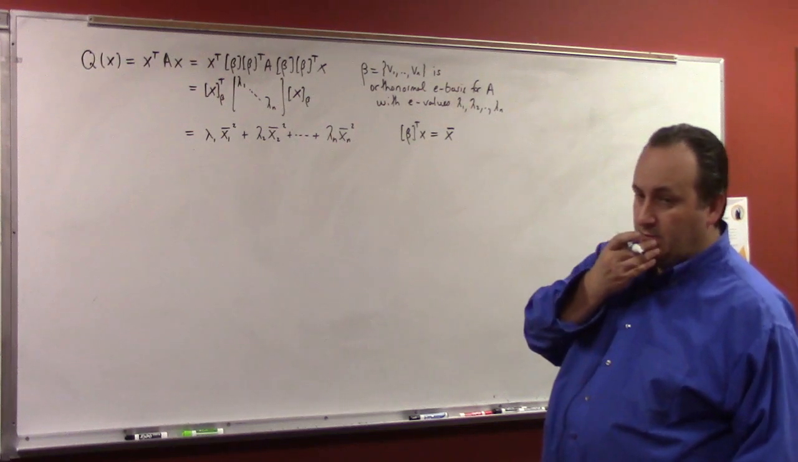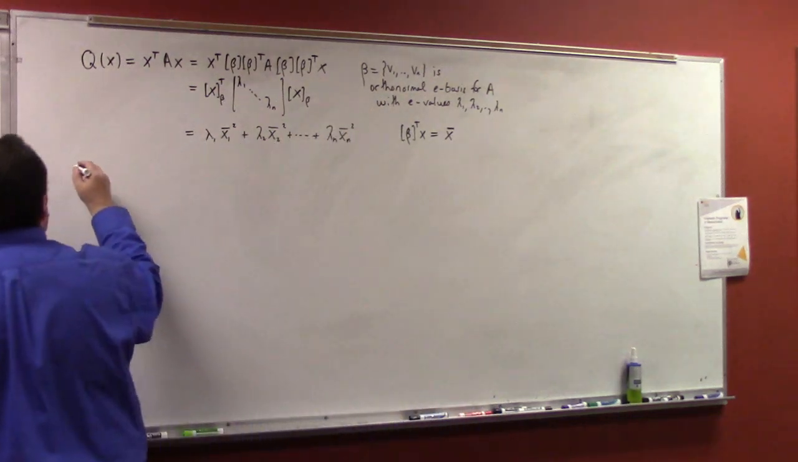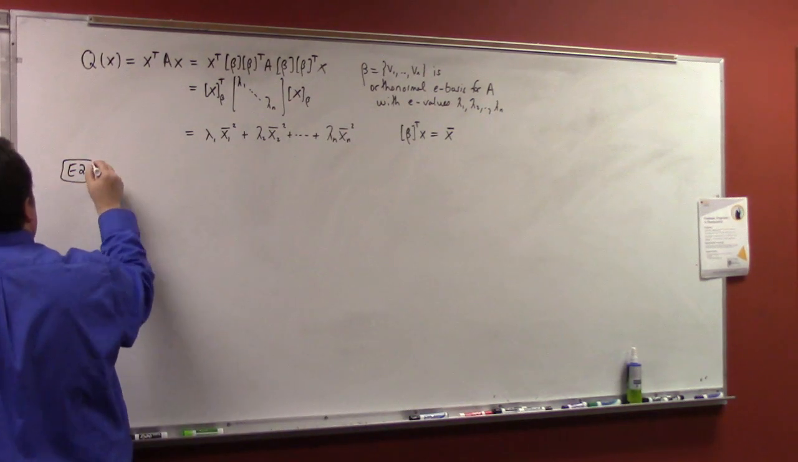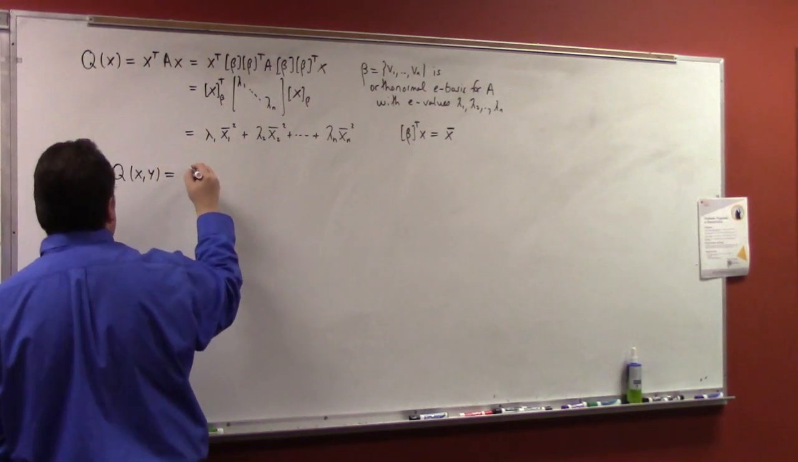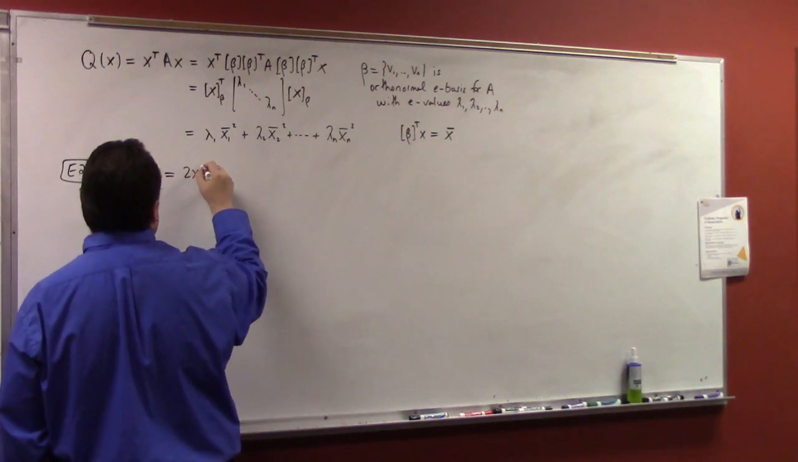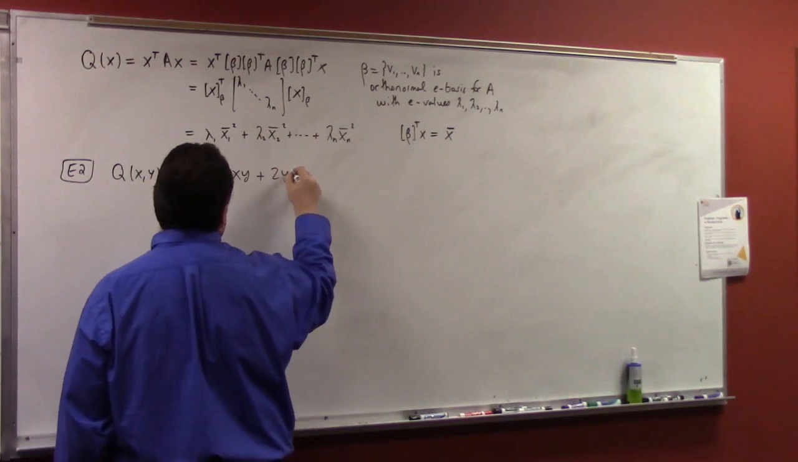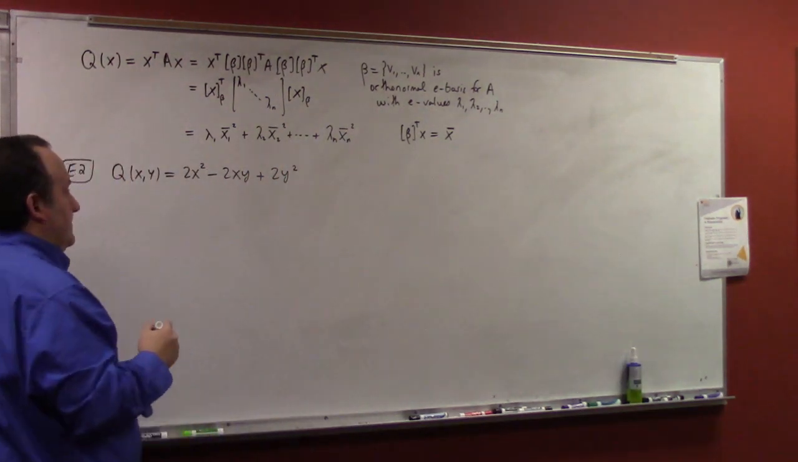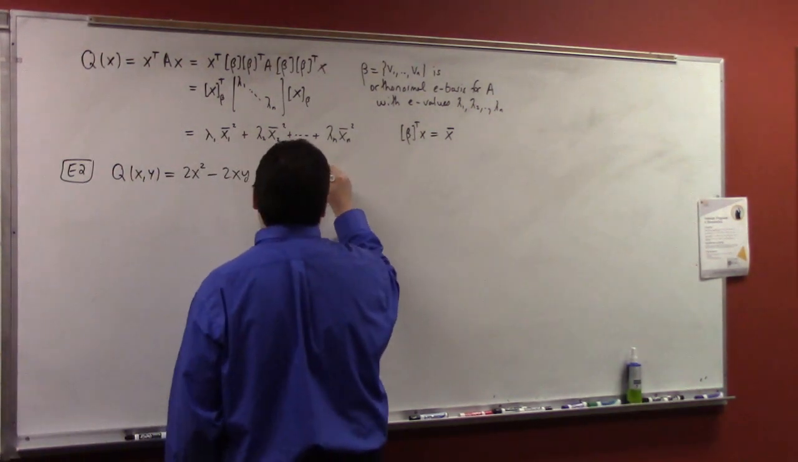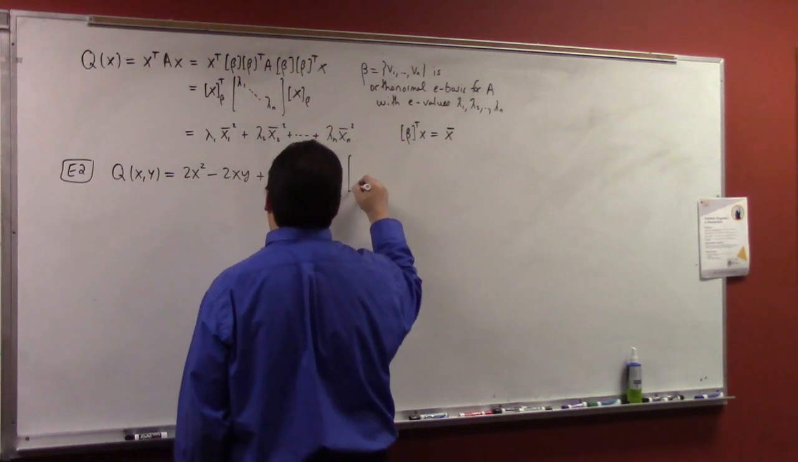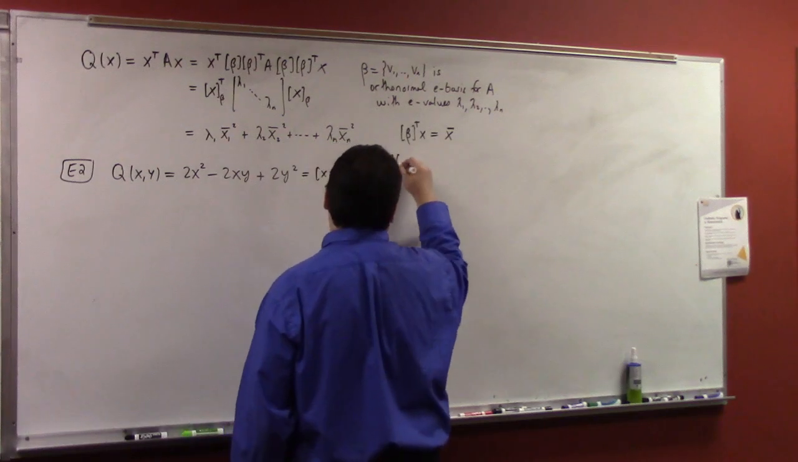Do you want me to do another example? I can do another example. Sure. Let me make this one small enough that we can actually hack the calculation. Let's do something like q of x, y equal to, I don't know, 2x squared minus 2xy plus 2y squared. Hopefully that's interesting. So that matrix is, I got myself a 2, minus 1, minus 1, 2, like that, yeah.